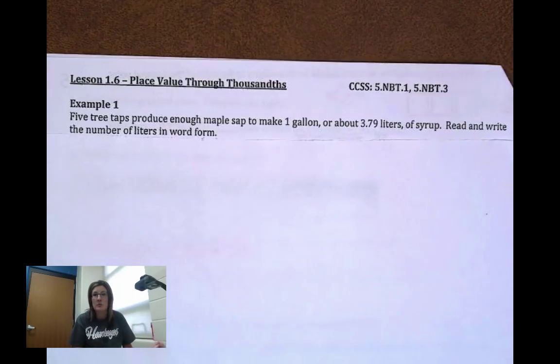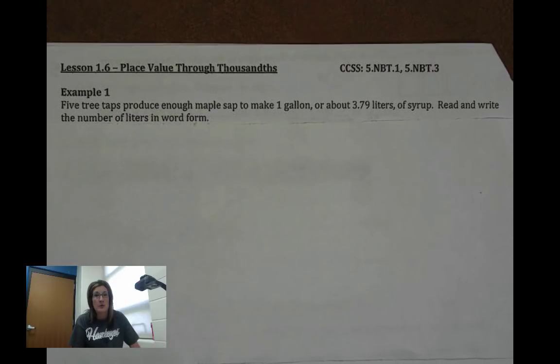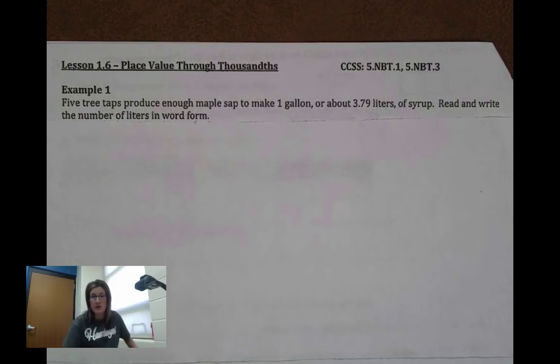Okay, with that said, let's look at lesson 1.6 in our notes, and we're going to start with example 1, and we're going to move into it. So example 1 says, 5 tree taps produce enough maple sap to gain 1 gallon or about 3.79 liters of syrup. Read and write the number of liters in word form.